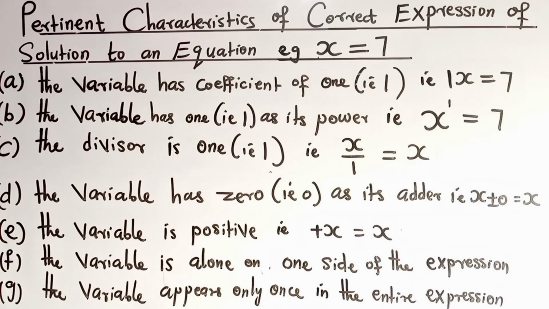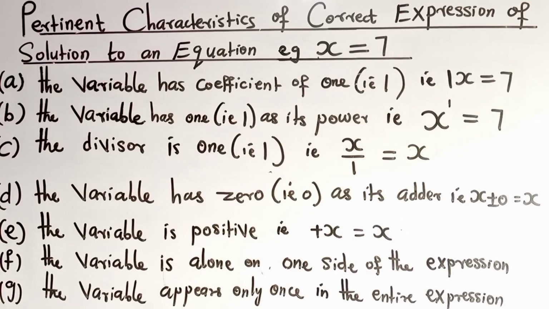The third one, that's number C, is that the divisor is 1. Just watch it again, and you understand that this x divided by 1 is equal to x. That is, this x which we have here is a short way of writing x over 1. It means that this is a summary of this.